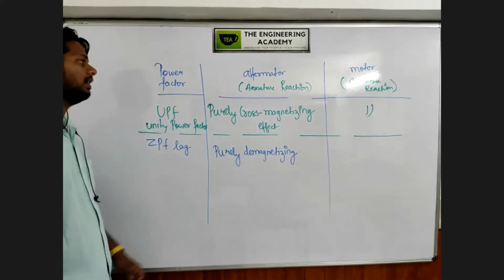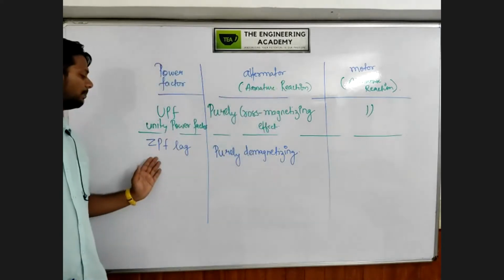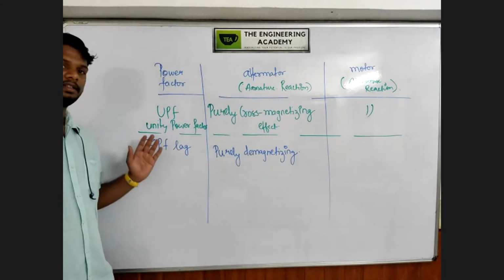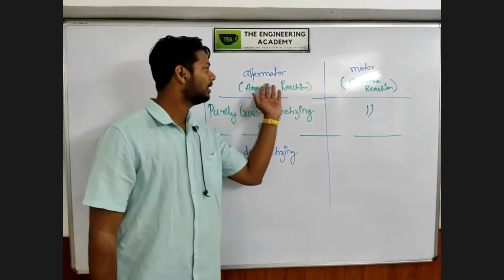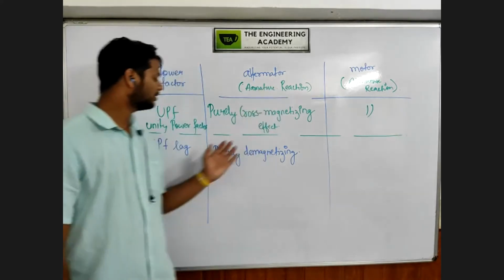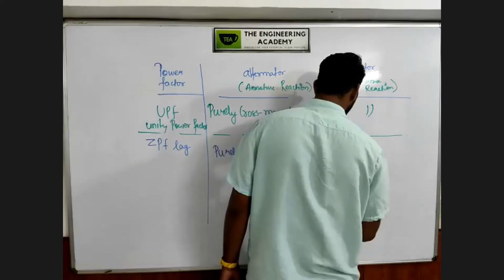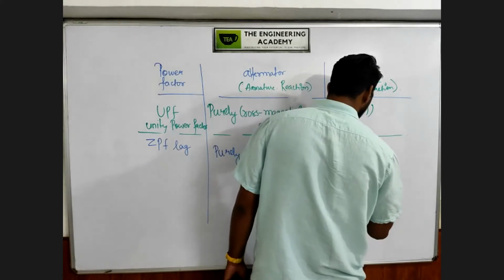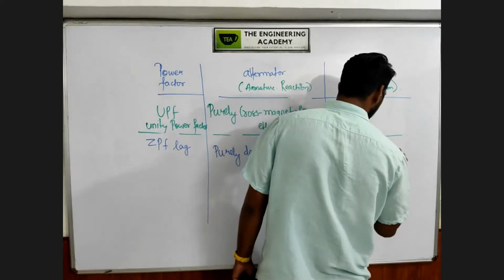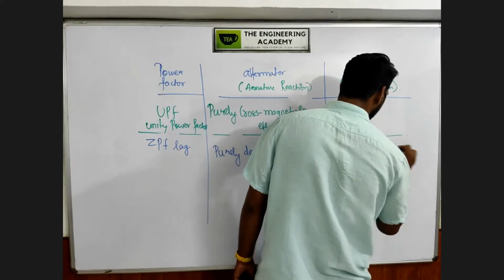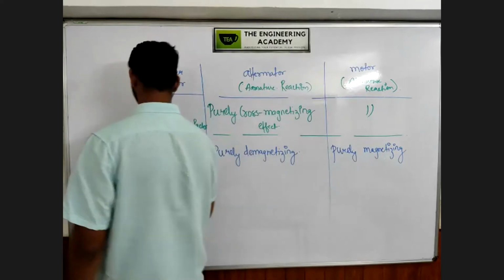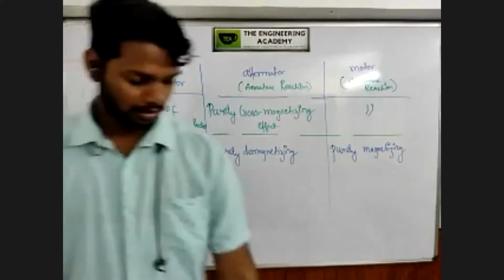Okay, listen carefully. When alternator is working under ZPF, what do you mean by ZPF? Zero power factor lagging. So when alternator is working under it, the armature reaction is purely demagnetizing, and for the motor it is purely magnetizing. Note down this point, everybody.